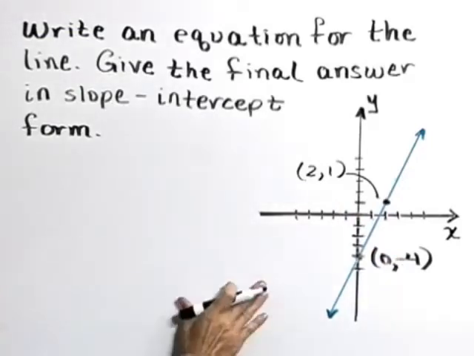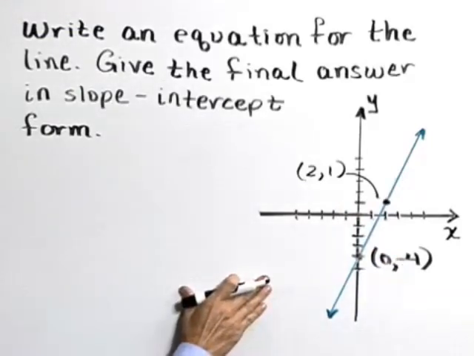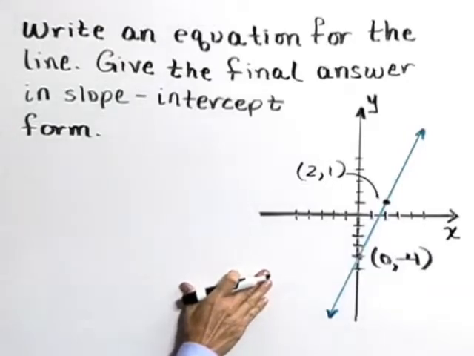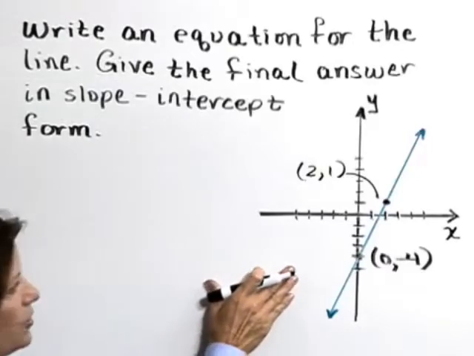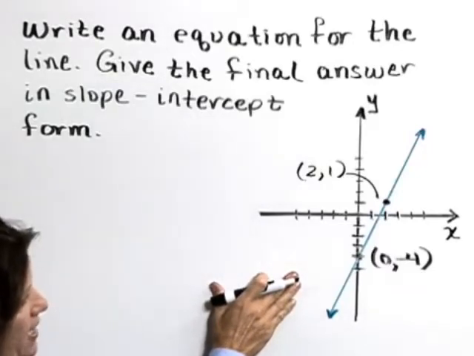Now, to write the equation of this line, we need two pieces of information. We need to know the slope and a point on the line. So let's go ahead and just look at this line and determine the slope by counting.